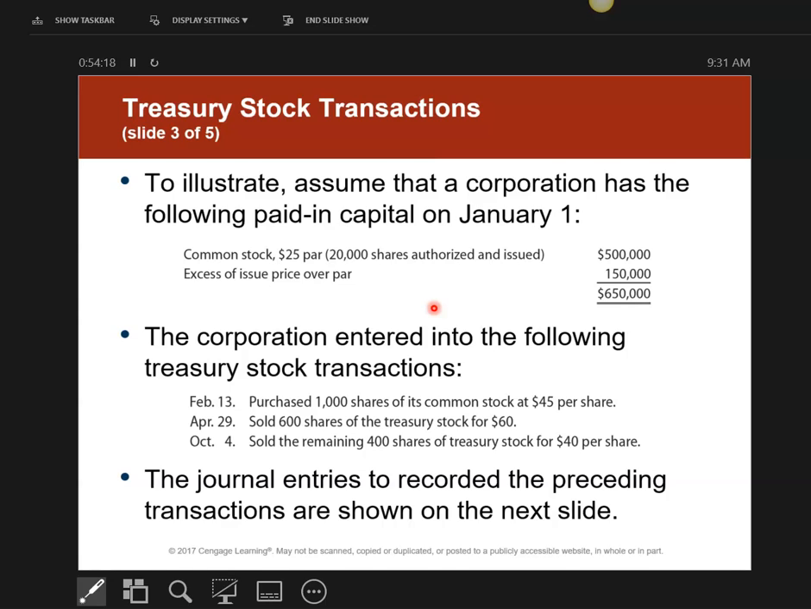So let's look at an example. Hope I'm not talking too fast. So on February 13th, I buy 1,000 shares of my own stock at $45 a share. Remember, when I'm buying it, I'm spending money. Then I'm going to turn around and sell 600 shares for $60. Then I'm getting money. And then I'm going to sell the other 400 for $40. Well, I paid $45. So here are the 3 journal entries.